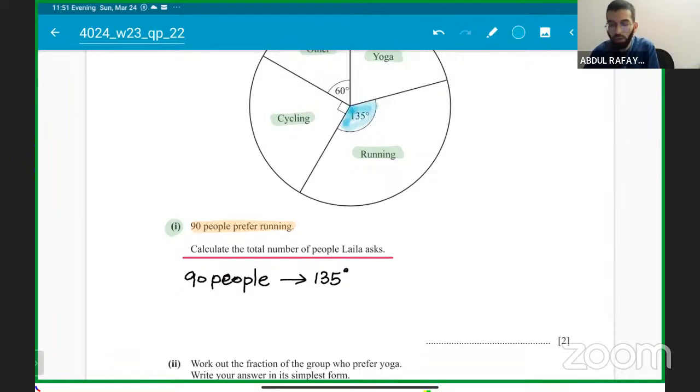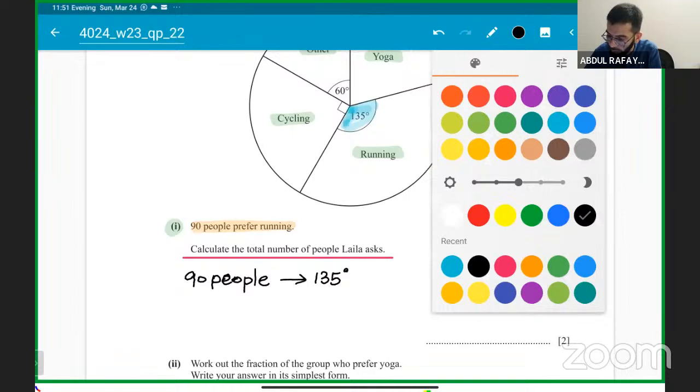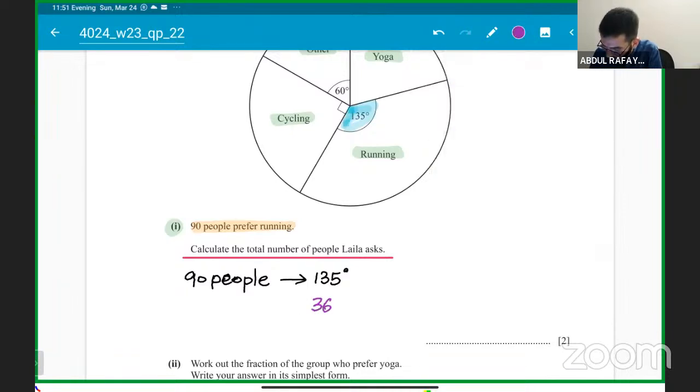So if you have to find out how many total people there are, what you have to do is very simple. The total angle in a pie chart, in a circle, is always 360 degrees. So you can find the total number of people she asked by cross multiplying, students: 90 times 360 divided by 135 will give you the answer for 2 marks.